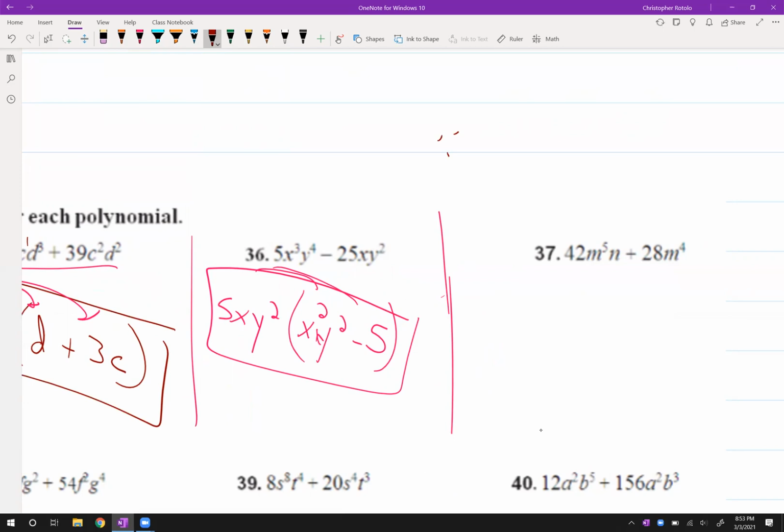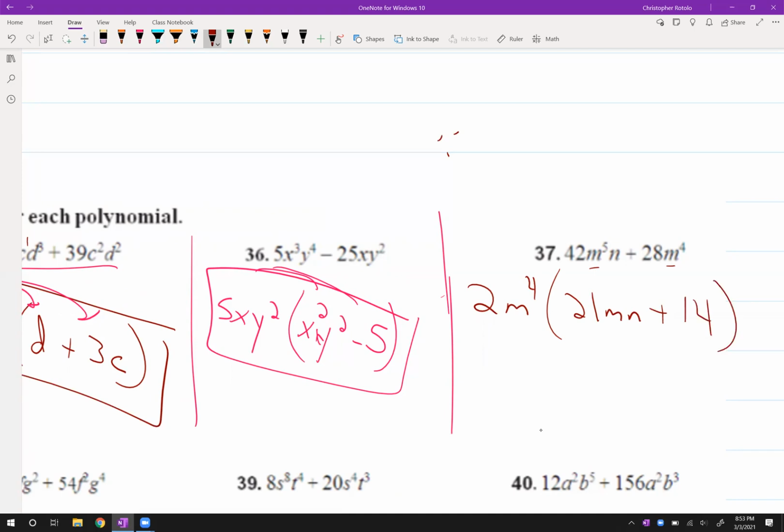42 and 28. Well, I get a lot of kids that are like, well, they're both even, so let's at least divide by 2. All right, so let's do that, and then we'll see what happens. But I can also take care of m to the fifth and m to the fourth. They both have at least 4 of them. All right, so 42 divided by 2 is 21. I'm going to get down to mn plus 28 divided by 2. Well, that's 14, and I took out all 4 of those m's.